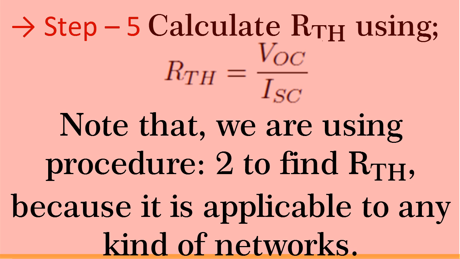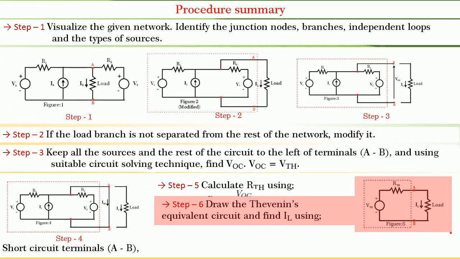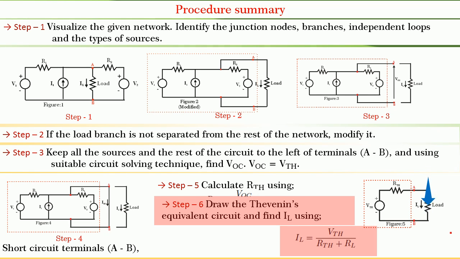Note that here we are following procedure 2 for finding R Thevenin because it is common for any type of network. Step 6: draw the Thevenin's equivalent circuit as shown in figure 5 and find the load current IL, which is equal to V Thevenin divided by R Thevenin plus RL.